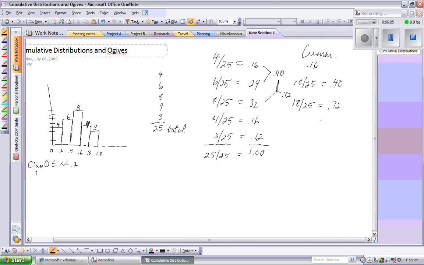So it's pretty straightforward from there. You just add on the numbers. The fourth one would be 0.72 plus 0.16, which is 0.88. And then 0.88 plus 0.12 is 1.00. Your last class value, because it's cumulative, will contain everything up through the last class, which is everything. So it should add up to 100%.